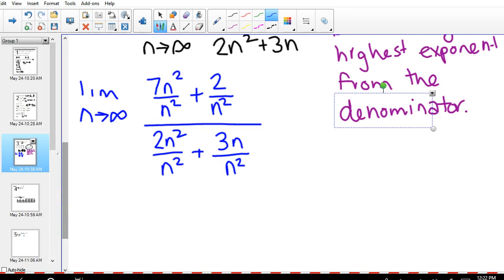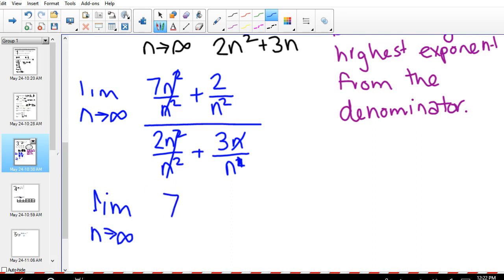And so now we've got some stuff that will simplify. So this n squared and n squared right here, that cancels. This n squared and this n squared cancels. Here with the 3n, I've got a 3n over an n squared, so one of the n's will cancel. So this n will cancel with one of the n's right there. So that'll leave me with the limit as n approaches infinity of 7, because the n's cancel, so we just have 7, plus 2 over n squared over 2 plus 3 over n.